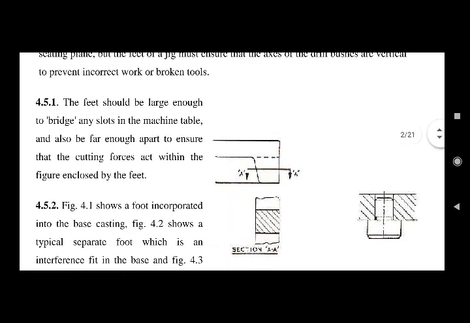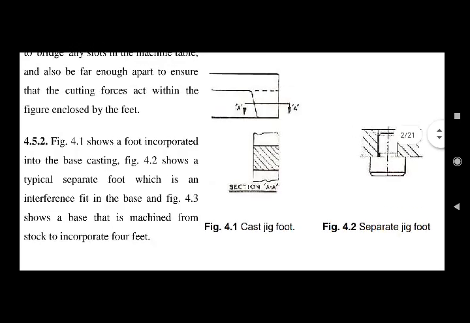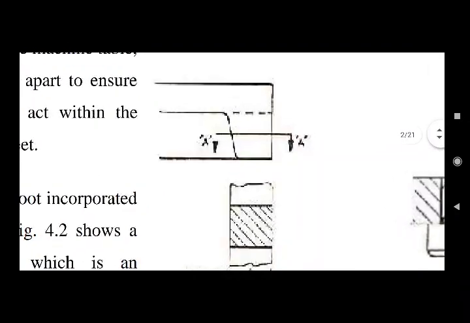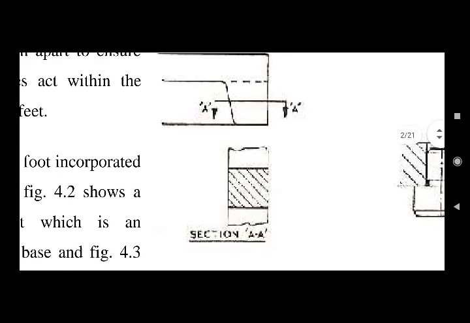The feet should be large enough to bridge any slots in the machine table and also be far enough apart to ensure that cutting forces act within the figure enclosed by the feet. Now over here you can see a cast jig foot. The foot is provided, and in its cross section you can see that there is no gap in between the surface and the feet.